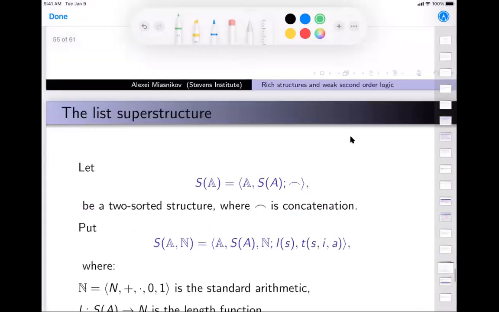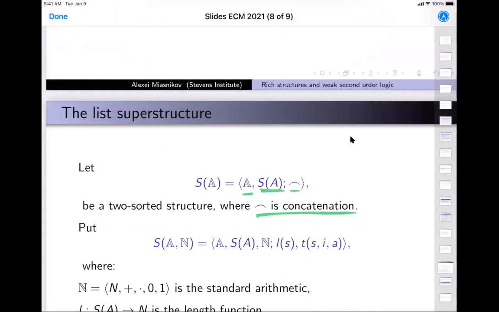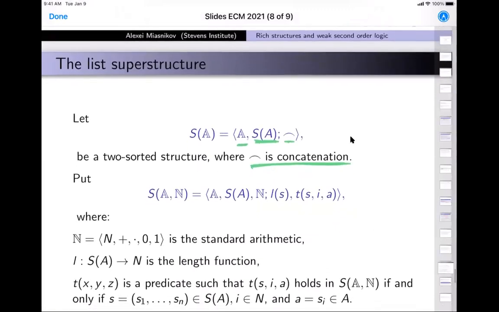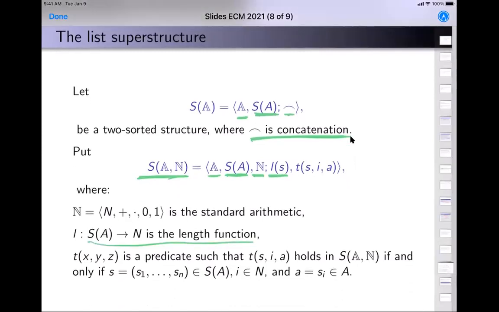So first of all, you can see the two-sorted structure A and all lists S of A with operation concatenation. And then you add arithmetic. And this is list superstructure over A. So you have structure A with all the predicates and operations in the language of A. You have lists with the concatenation. You have natural numbers with addition and multiplication. And you have a function L of S, which is just the length of the string.